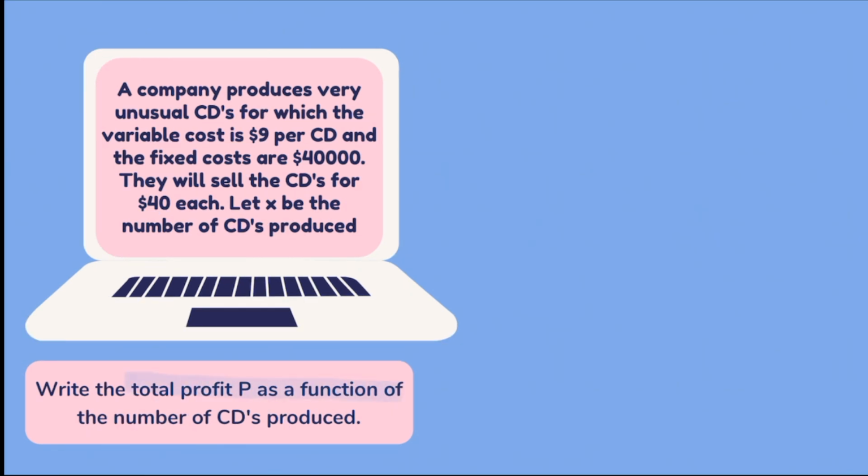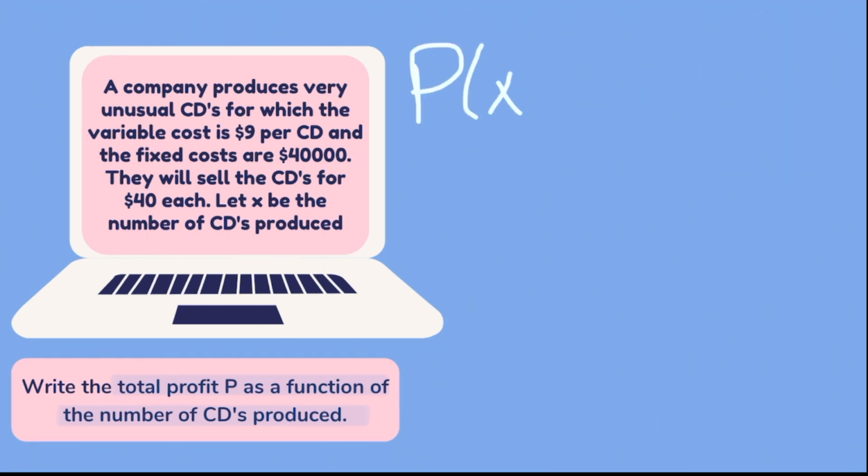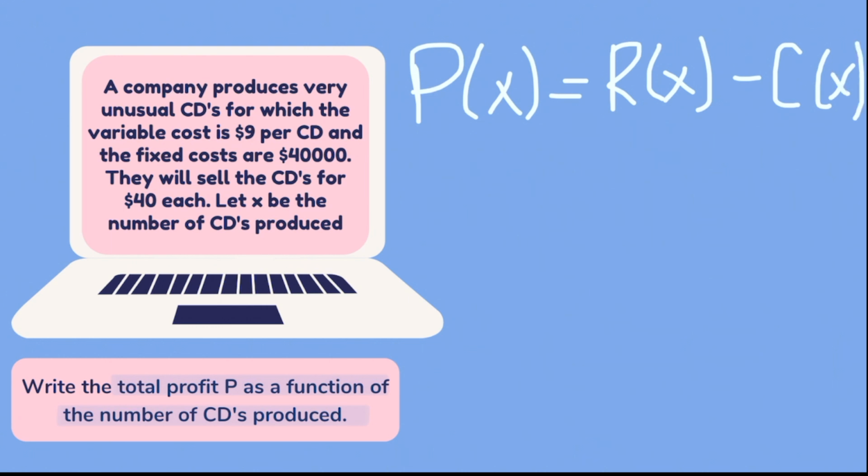Now we need to write the total profit P as a function of the number of CDs produced. Think back to class, you guys. The profit, P of X, is equal to our revenue subtracted by our cost. So P of X is equal to R of X minus C of X. Think about it real quick. Your profits, if you had a business, are going to be the amount of money you bring in subtracted by the amount of money it took you to make whatever you're making, right?